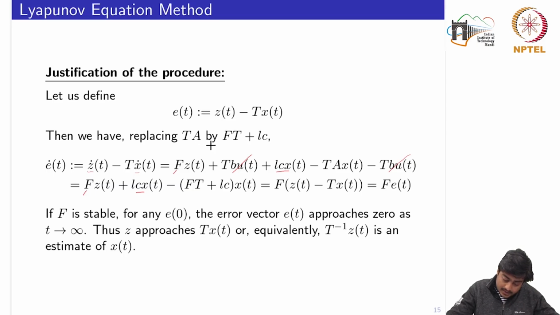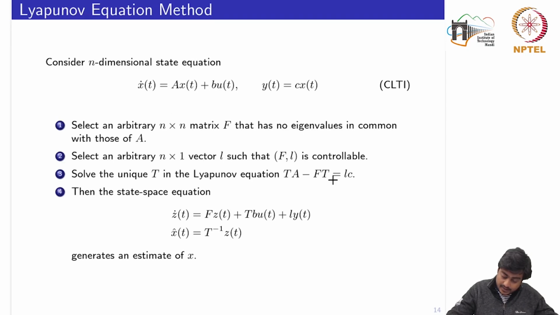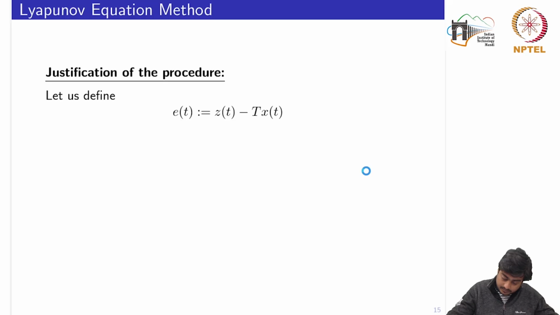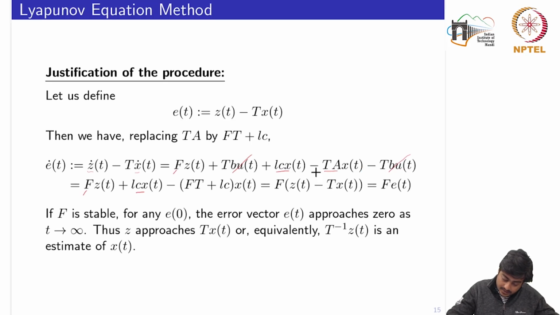Now by using this Lyapunov equation, we have replaced this TA part by FT plus LC. Because the Lyapunov equation is TA minus FT equal to LC, this term we got in the error dynamics I am replacing by FT plus LC. So this TA has been replaced by FT plus LC times X. Now you would see that this term LCX again got cancelled.